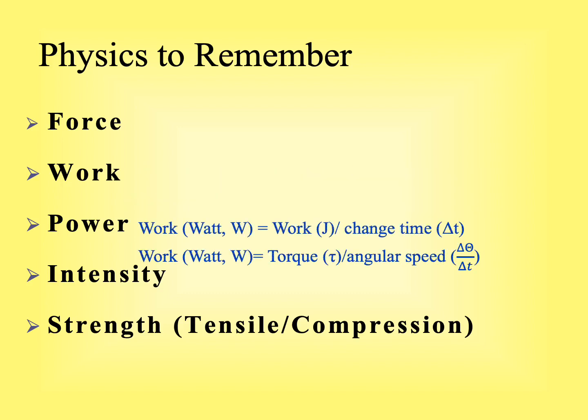Power. Power is how quickly am I doing that work. We measure this in watts, where if I am linearly moving, it's simply the amount of work per unit time. Whereas if I am rotating, it's what is the torque that I'm producing relative to the angular speed at which I am moving.